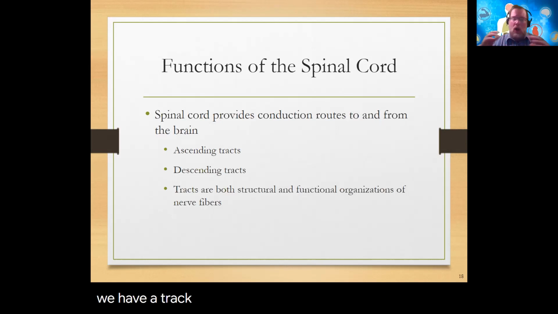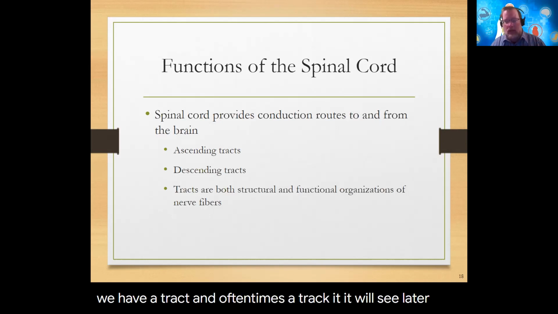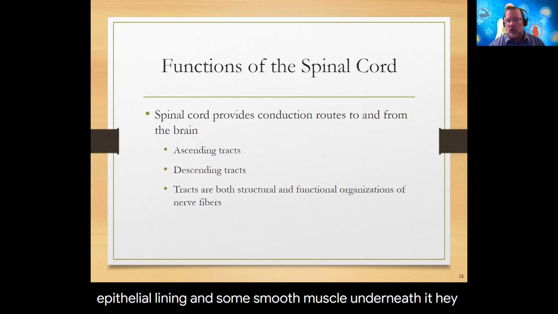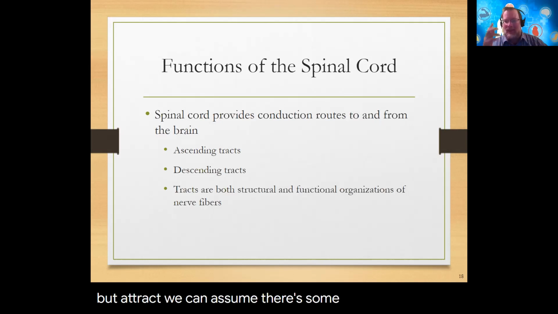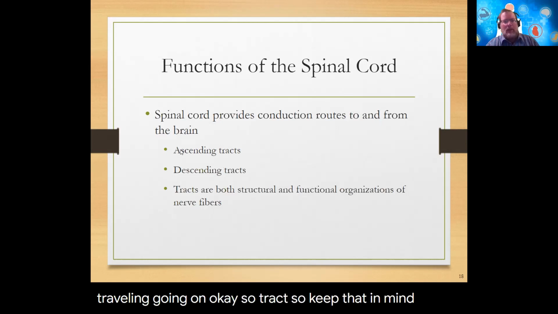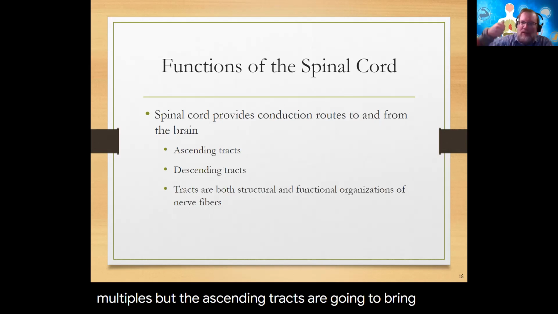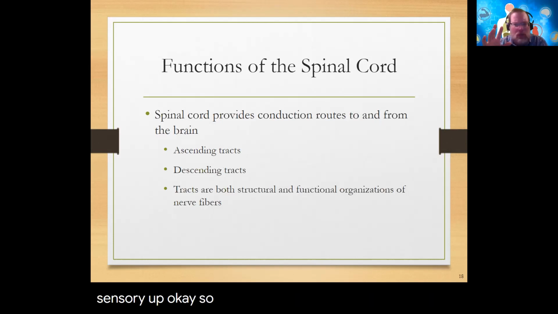We have a tract, and oftentimes, as we'll see later on, it could be a hollow tract. Usually it's going to be made of epithelial lining and some smooth muscle underneath it. But with a tract, we can assume there's some path. There's traveling going on. So keep that in mind. The ascending tracts, with an S, so that means there are multiples, are going to bring sensory up. So sensory ascends. Motor descends. So the motor pathway is through that descending tract.